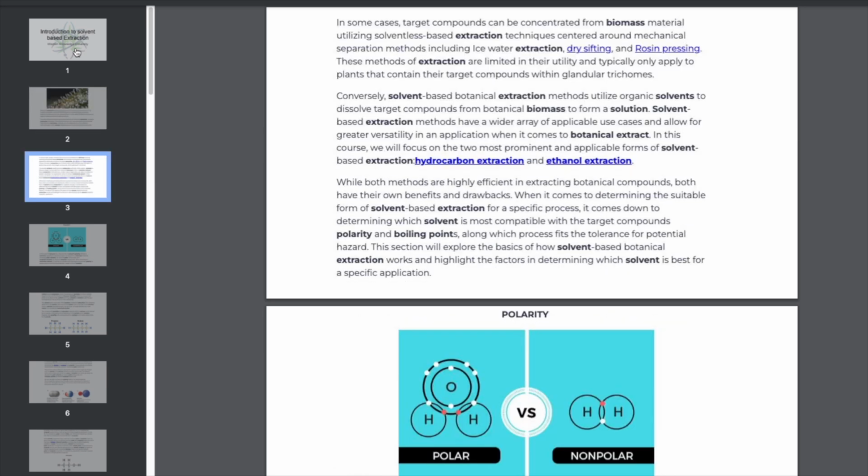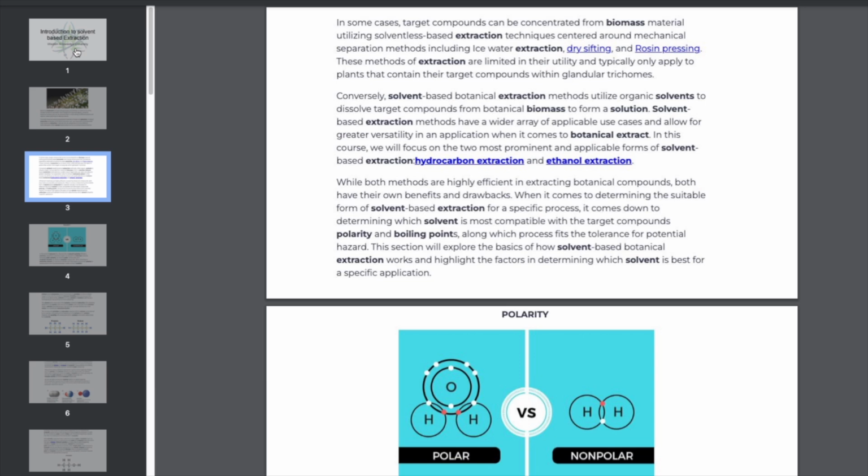In some cases, target compounds can be concentrated from biomass material using solventless-based extraction techniques centered around mechanical separation methods, including ice water extraction. Don't worry, there's a whole course on that coming up. Dry sifting, also a whole course, and rosin pressing. You know how we do. All of these will be covered in depth in future courses.